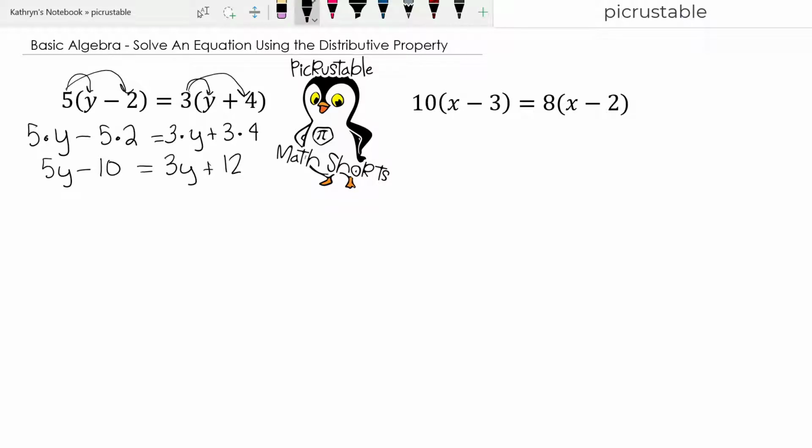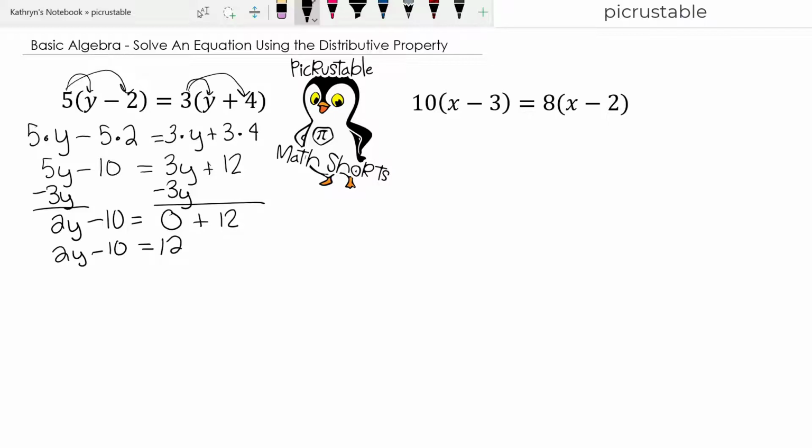Now in algebra, we want to get all of the variables or letters on one side and everything else on the other side. I like to get my variables on the left side. So what I'm going to do is subtract 3y from both sides of my equation. Now you're probably wondering, why am I subtracting 3y? Well, let's look here. 5y minus 3y is 2y. Then I have minus 10 equals, now 3y minus 3y is actually 0 plus 12. And that's why I subtracted the 3y. I'm just going to rewrite it because we don't need the 0 in there.